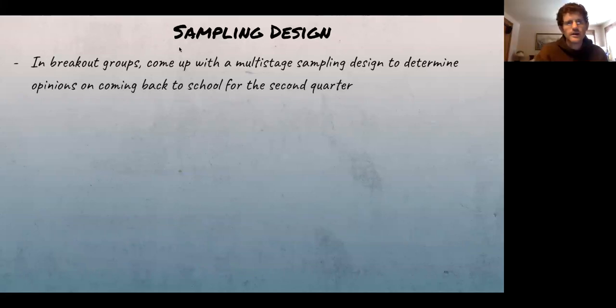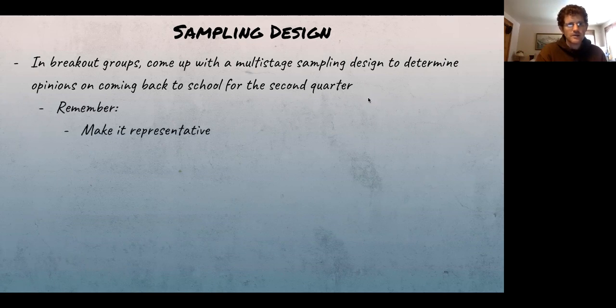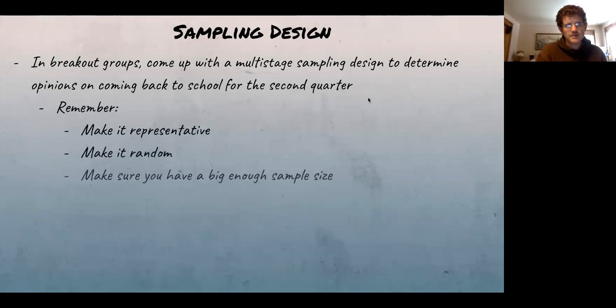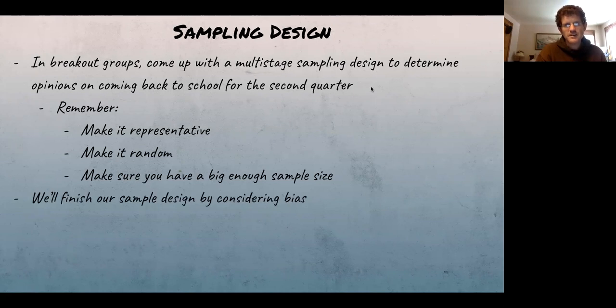So I say in breakout groups, let's go ahead and try that. In breakout groups, I want you to come up with a multi-stage sampling design to determine opinions on coming back to school for the second quarter. You need to make it representative, make it random, and make sure you have a big enough sample size. After you come up with a multi-stage sampling design for this, we'll talk about bias a little bit. So I'm just going to split you into three breakout groups so they don't get too big. Who knows, maybe even 4. All right, so let's do that for just a minute.